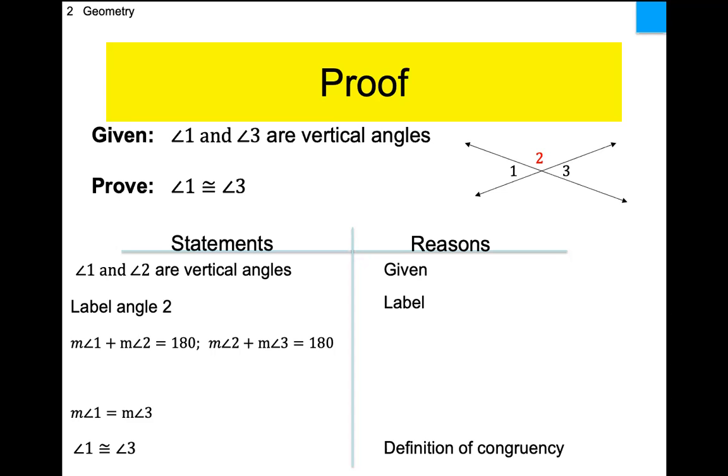What allows me to say this? Angle addition postulate. You could also say the definition of a straight angle. Either one of those, or you could say supplementary angles, right? 2 angles that add up to 180. So you could say the angle addition postulate, the definition of a straight angle, or that they're supplementary.